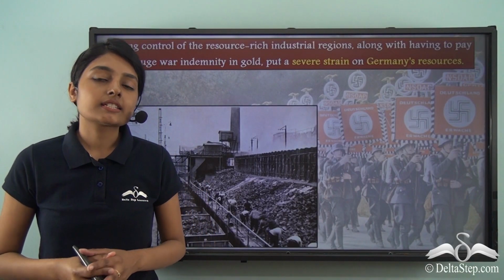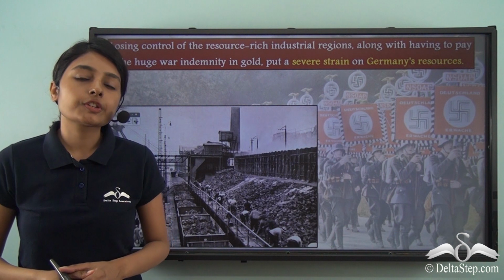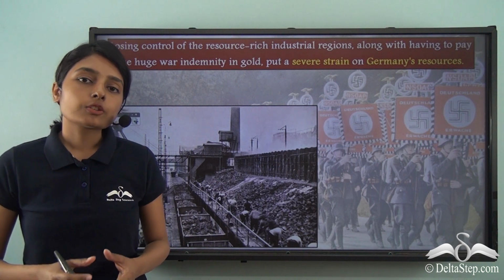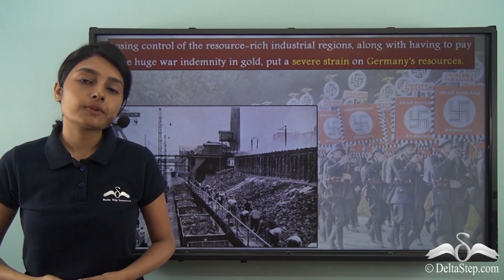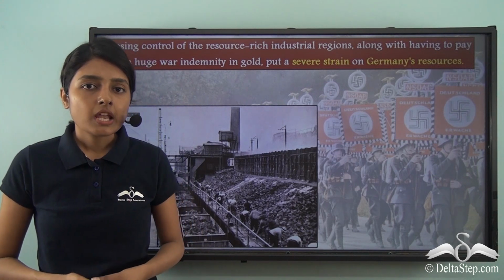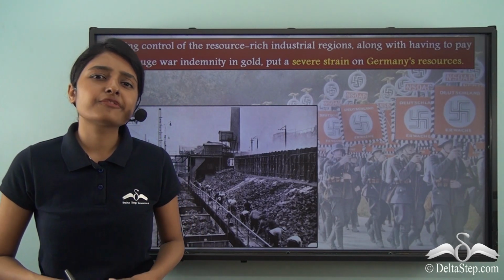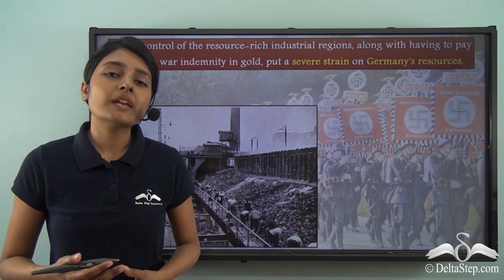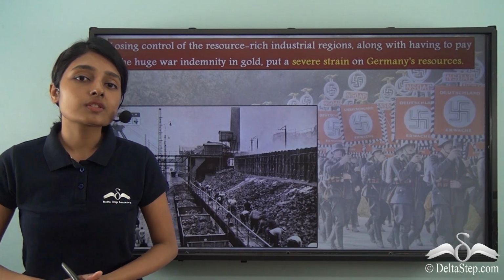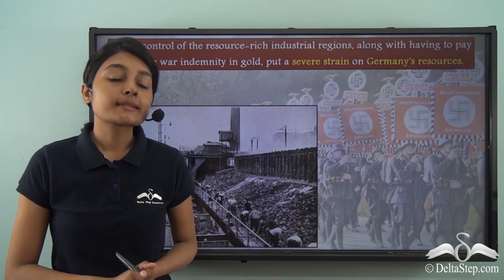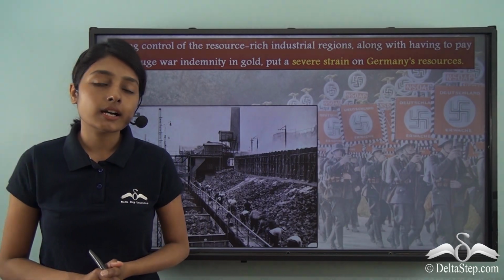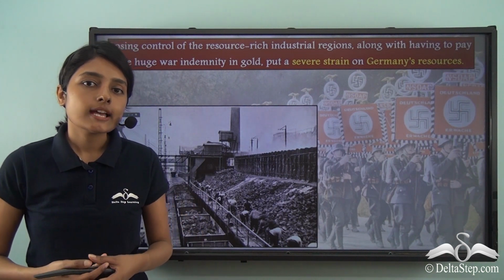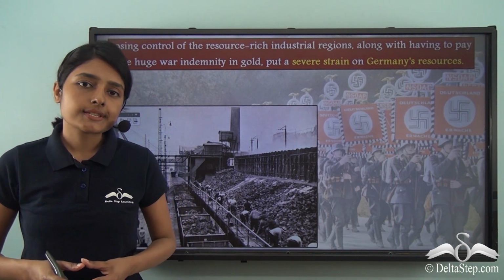In the first lesson that introduced us to the years following the First World War, we learned about the terms of the Treaty of Versailles. Now, the Treaty of Versailles held Germany responsible for the First World War, which is why Germany was having to pay very high war reparations. And at the same time, it also lost many of its very rich and resourceful regions to France, Poland, Denmark, Lithuania. Now, at this point of time, the loss of the resourceful regions put a severe strain on Germany's economy.